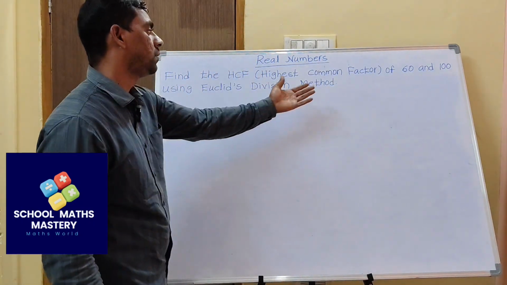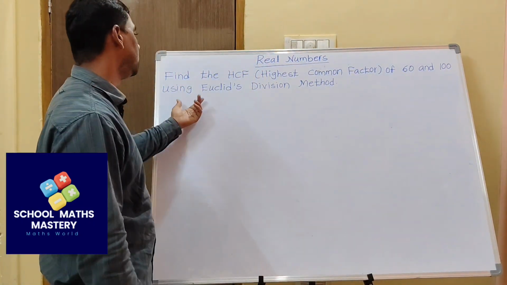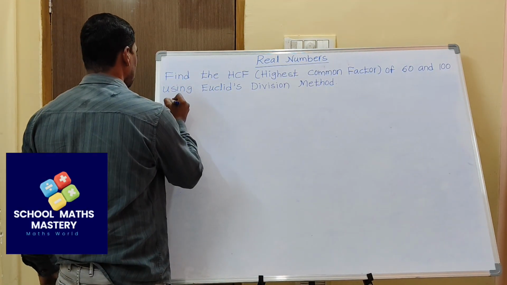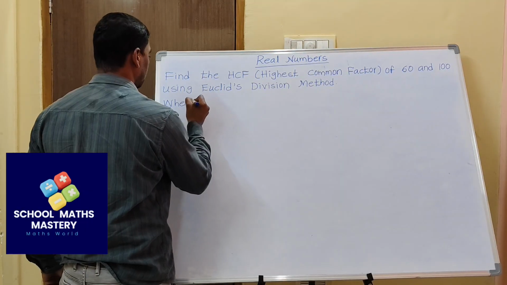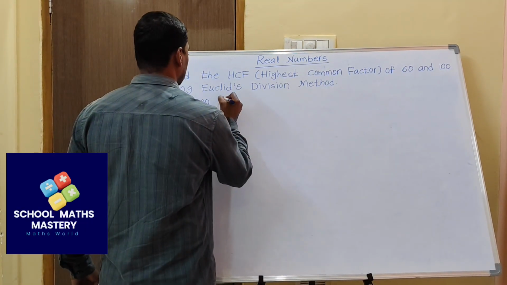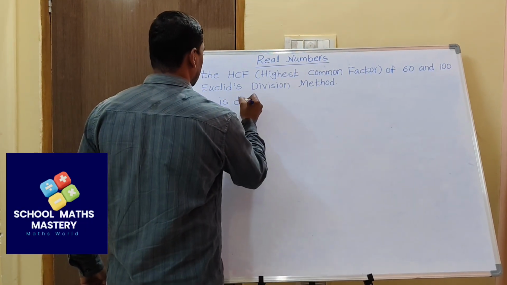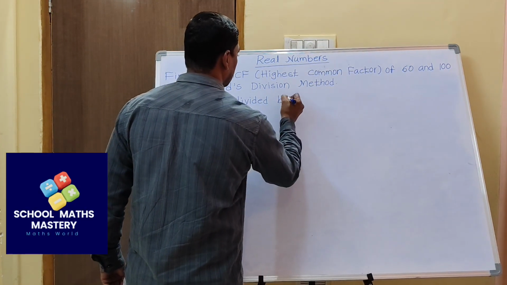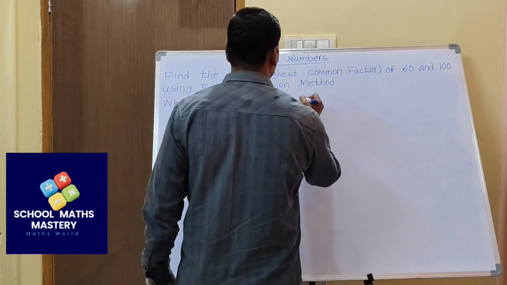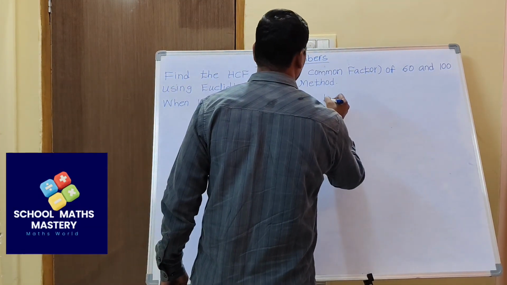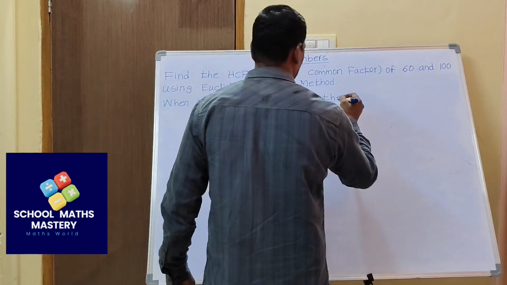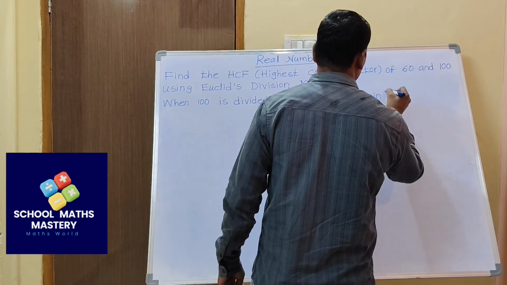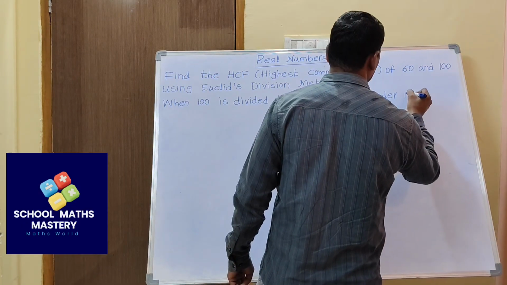Find the HCF of 60 and 100 using Euclid's division method. Okay, when 100 is divided by 60, the remainder is 40.